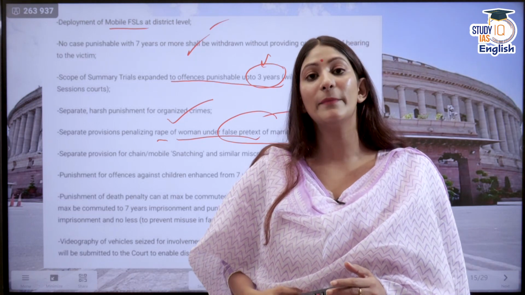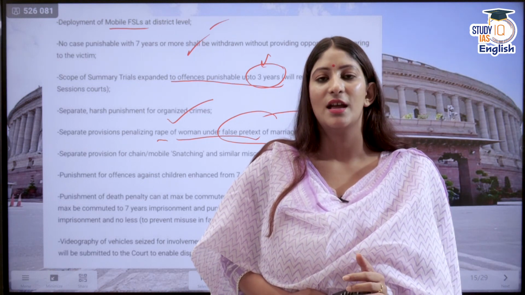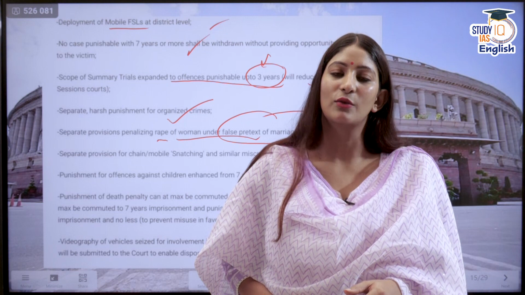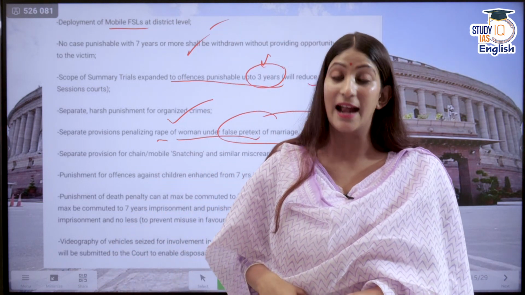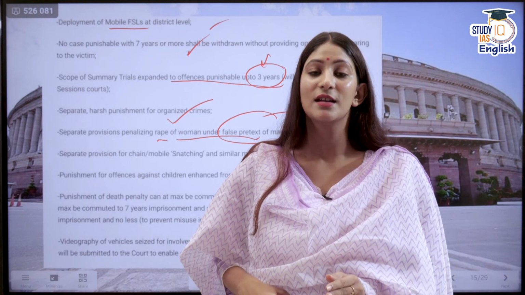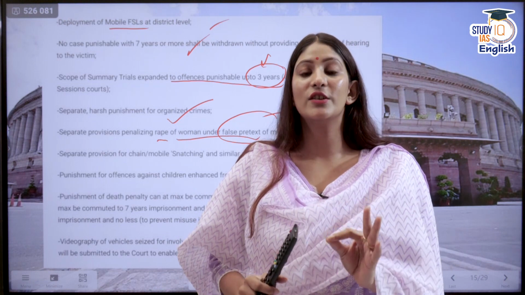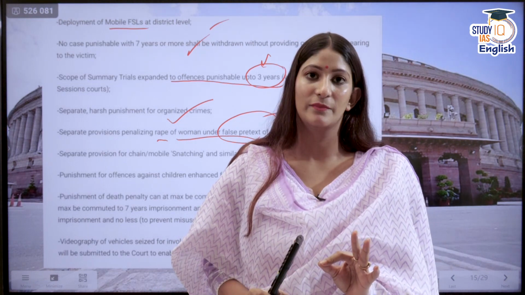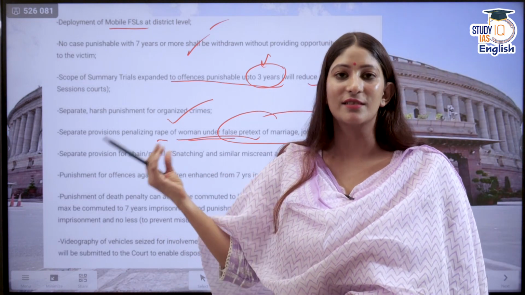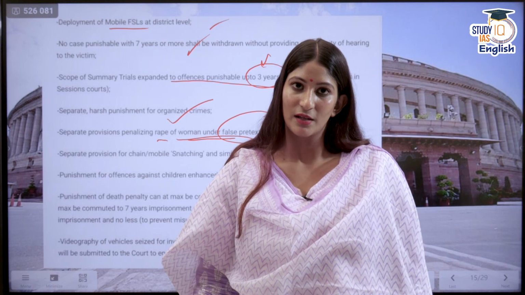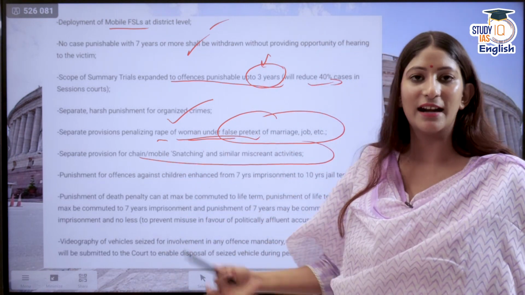As in, maybe the person, the girl or the woman, here it is written women, so I am talking about women only. So if the woman had consent at that time when she was having intercourse, now she can also use this provision against the man. So there should be proper safeguards as well. But because the number of such instances has increased so much, the government had to bring out this law. Okay. Then separate provision for chain and mobile snatching and similar miscreant activities, petty theft.